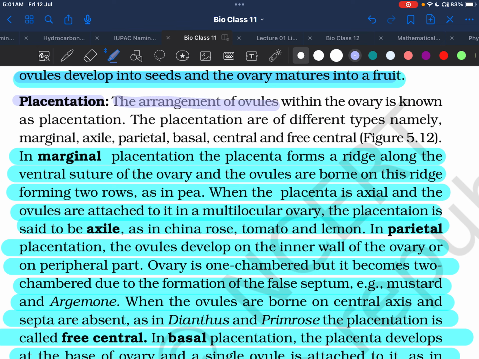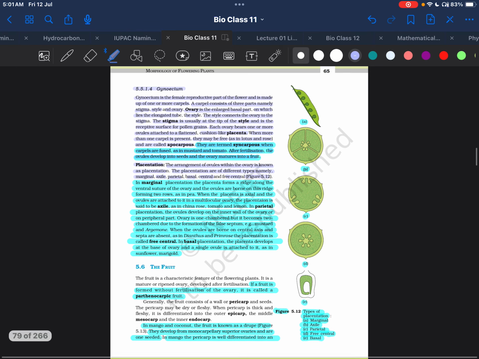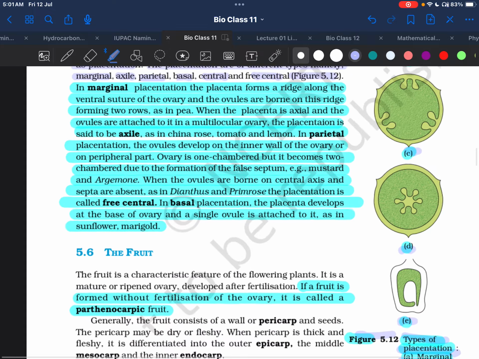Placentation. The arrangement of ovules within the ovary is known as placentation. The placentation are of different types, namely marginal, axial, parietal, basal, central, and free central. Figure 5.12. Types of placentation: marginal, axial, parietal, free central, basal.